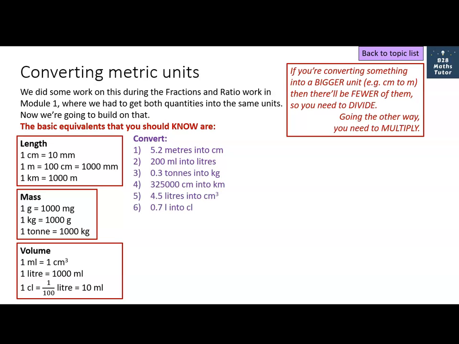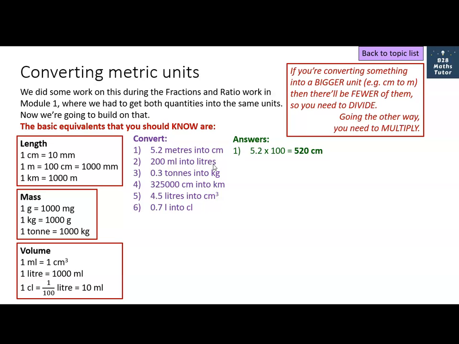Pause the video, work out your answers, press play when you're ready to go through them. So to turn 5.2 metres into centimetres, we know that 1 metre is 100 centimetres. So 5.2 metres must be 5.2 lots of 100, so 520 centimetres.